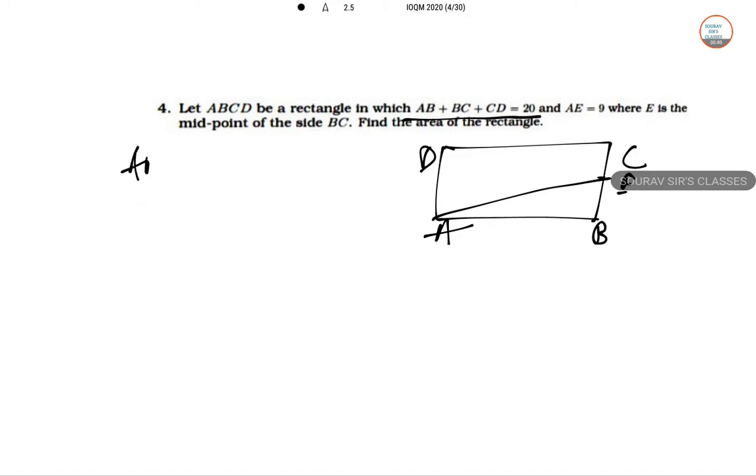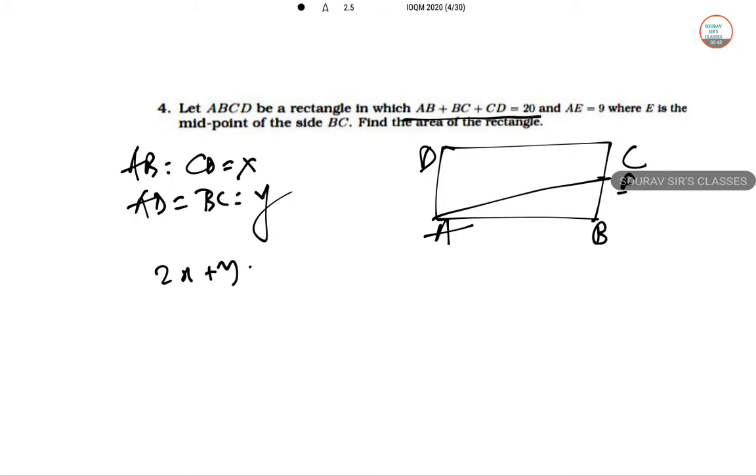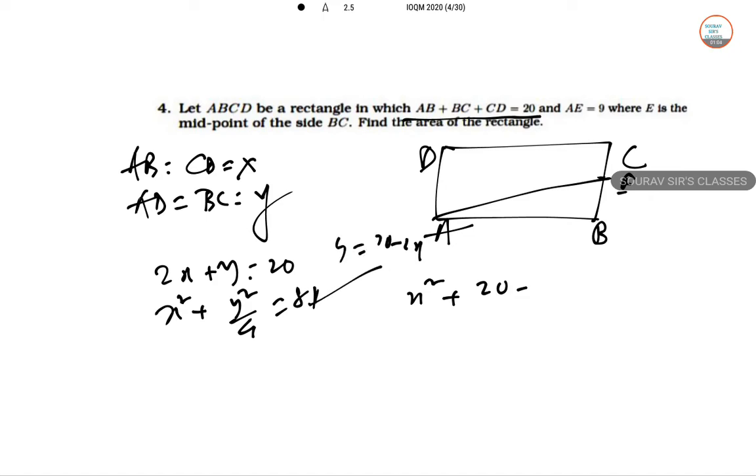So let AB equal to CD equal to x and AD equal to BC equal to y. So what we can do, 2x plus y equal to 20 and x square plus y square by 4 equal to 81. So these are the two equations. So we can substitute y equal to 20 minus 2x and put it inside. So (20 minus 2x) whole square by 4 equal to 81. So just let's solve it.